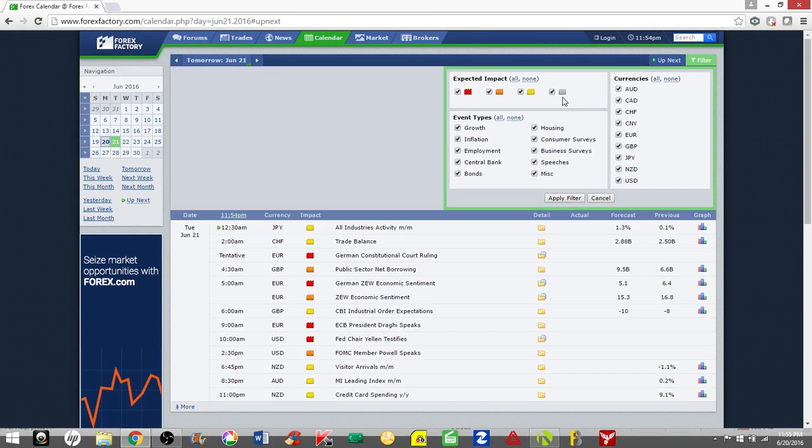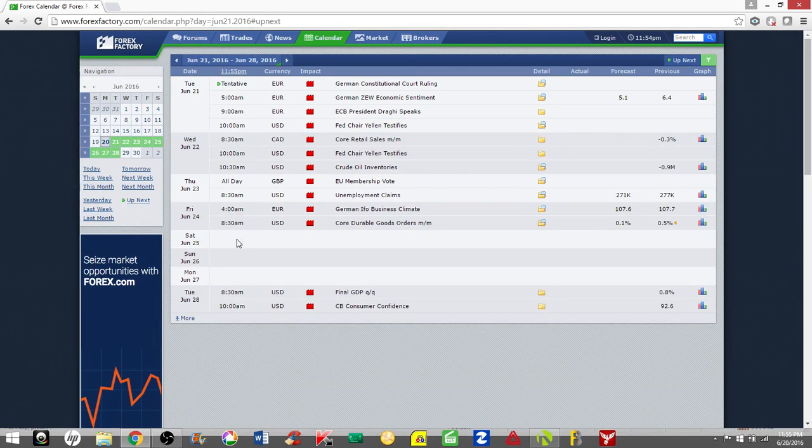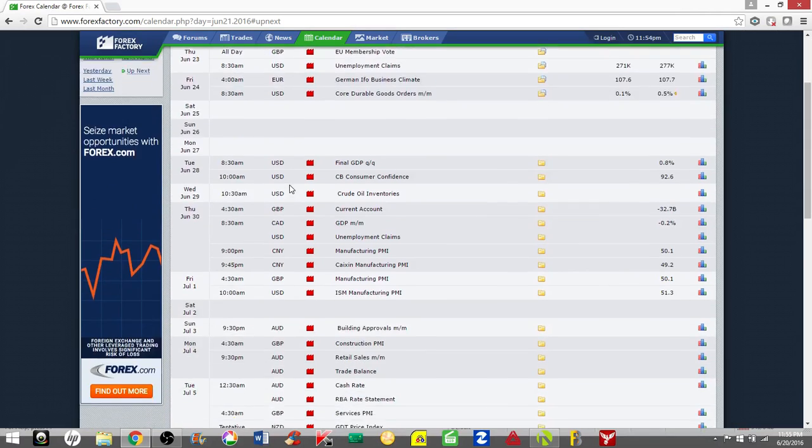Let me put my filter on again. I'm going to hit apply filter. And now it's showing me everything for Tuesday, all the high impact news alerts on the euro and the dollar that may cause the market to move. What you can also do is right here, click on more, and it can show you the days to come, the entire week. Here you can click more again. It will show you even more news alerts.